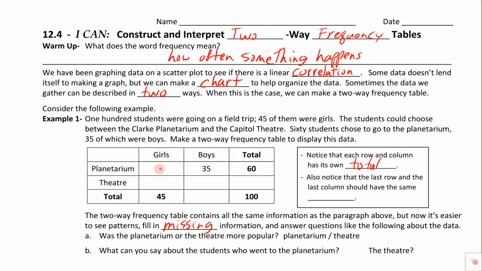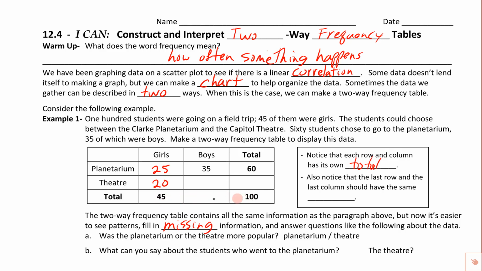Well, if we've got a number of girls and a number of boys and the total is 60, if 35 of them were boys, we can do 60 minus 35 and we get 25 girls. So there were 25 girls that went to the planetarium. Now take a look again. If there were girls that went to the planetarium and girls that went to the theater and girls for a total right here, if 25 went to the planetarium and in total there were 45 girls, that means 20 of them must have gone to the theater.